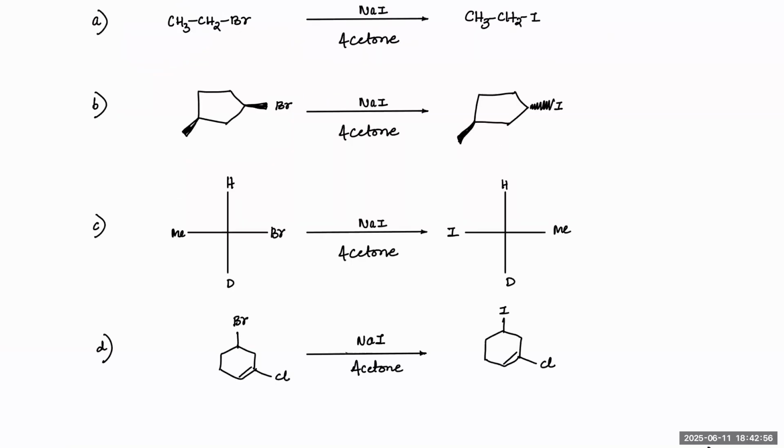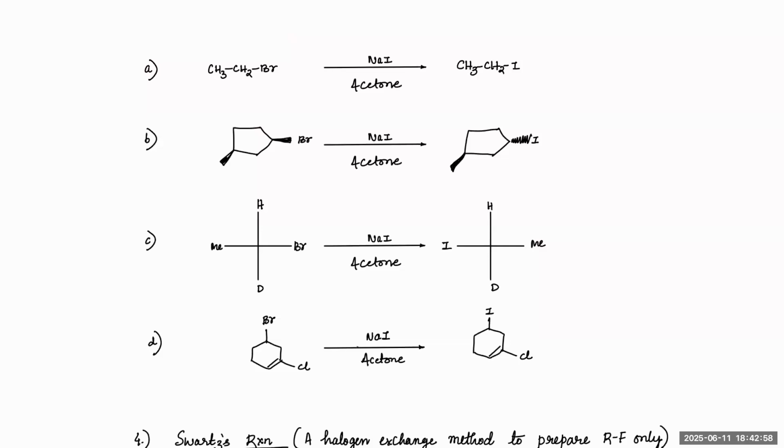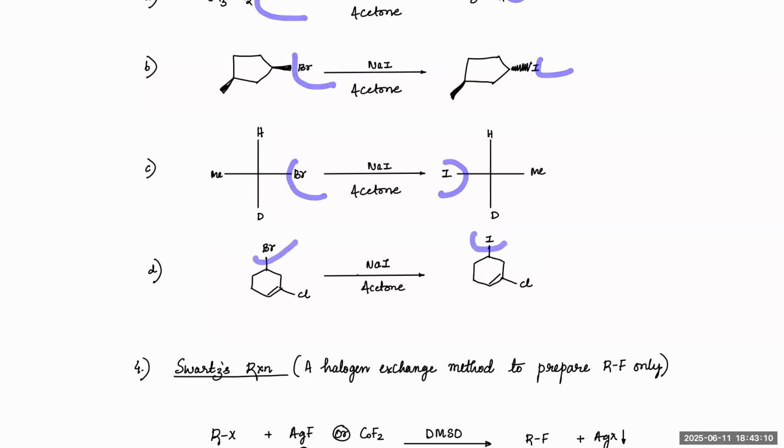So you can see the A, B, C, D reactions quickly. All of these are Finkelstein reactions. Br is leaving, iodine is replacing via SN2. Br is leaving, iodine is replacing via SN2. Br is leaving, iodine is replacing via SN2. Okay.